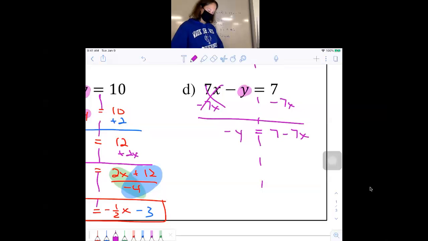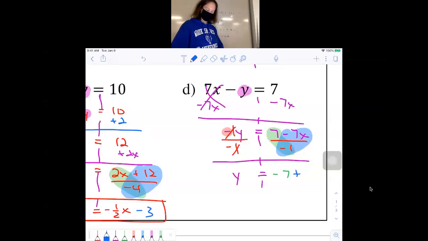Now, how in the world do I get rid of this negative? Divide both sides by what? Not negative y, negative 1, because remember that's that imaginary 1 that's there. So now those will cancel. And I will have y is equal to, I have negative 7 plus what? Plus what? Yes. There we go.